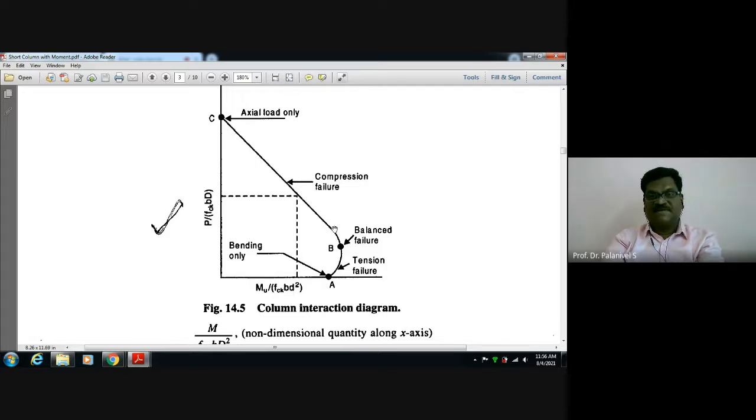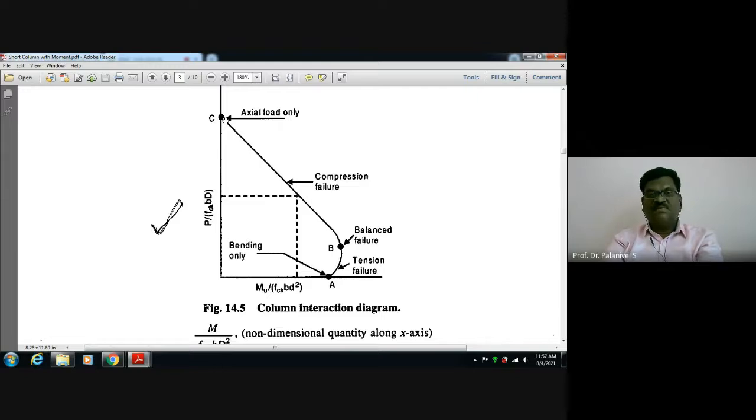The curve is constructed like this. It will look like this. Actually, at this point the column fails by axial load alone. In such a case, the Pu value will be very high. So it will take more axial load, right? It depends upon the eccentricity of loading.